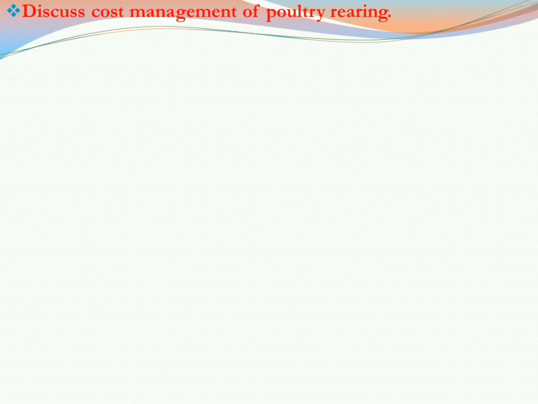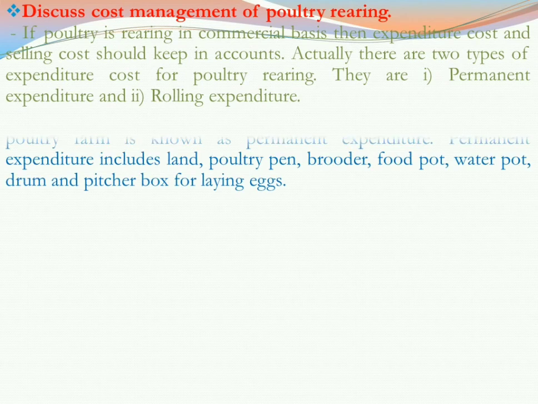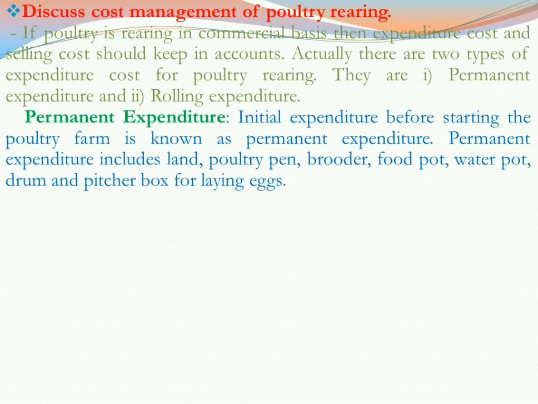First of all, let us discuss what cost management of poultry rearing is. If poultry is reared on a commercial basis, then expenditure cost and selling cost should be kept in accounts. There are two types of expenditure cost for poultry rearing: permanent expenditure and rolling expenditure. So this is the cost management of poultry rearing. Let us see permanent expenditure first.